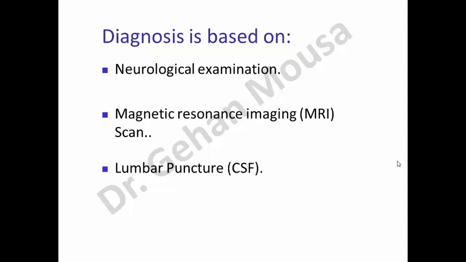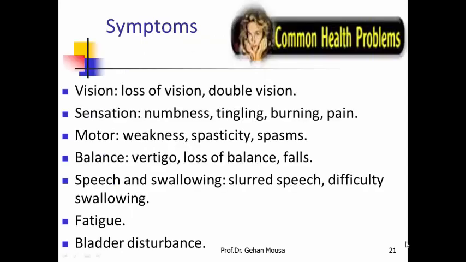So, diagnosis is based on neurological examination, MRI, and symptoms and common health problems. As we know from the nature of the affection, this demyelination may affect any tracts, any areas of the brain or the spinal cord, so it can affect one or more of the following symptoms. So the patient may suffer from one, two, three or all of these symptoms.